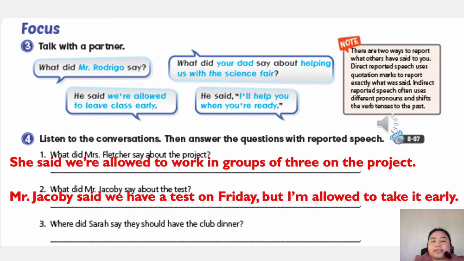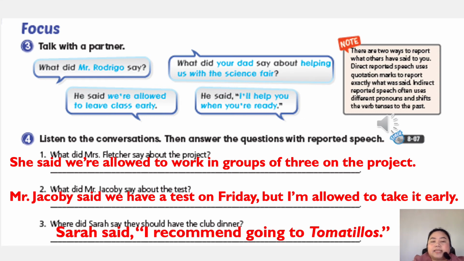Okay, what did Sarah say? Where did Sarah say they should have the club dinner? Sarah said, I recommend going to Tomatillos. Okay, Sarah said. So you can use direct. Number 3 is direct. So when you use direct, you need a comma, you need quotation marks. If it's indirect, reported speech, you take the marks out, but you have to change the subjects to follow who is listening or who is mentioned in the sentence.